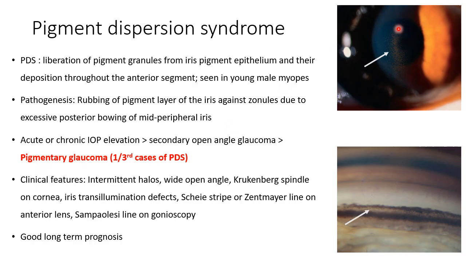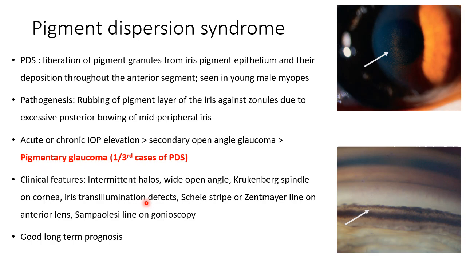What do you see here? You see this pigmented line on the cornea, right? So that is your Krukenberg spindle here. This Krukenberg spindle is also seen in pseudoexfoliation syndrome. Intermittent halos, obviously, when the pressure rises, wide open angle, Krukenberg spindle, iris transillumination defects. Now, with iris transillumination defects, the posterior pigmented layer of the iris is shedding, right? So some sort of atrophy is going on.